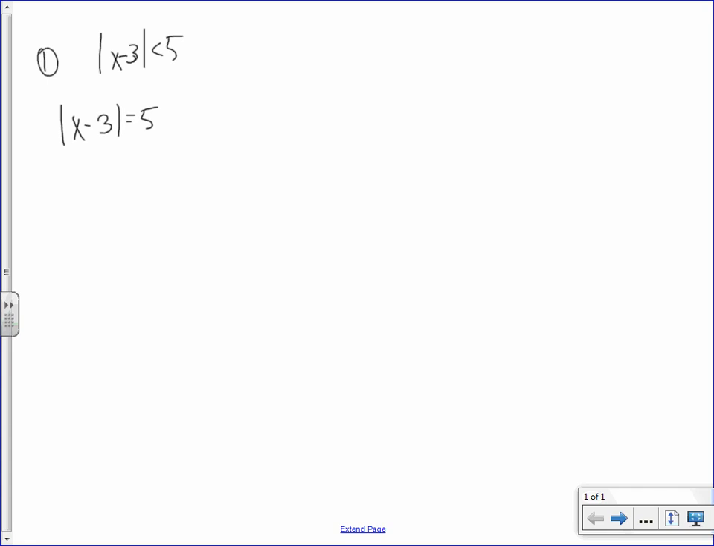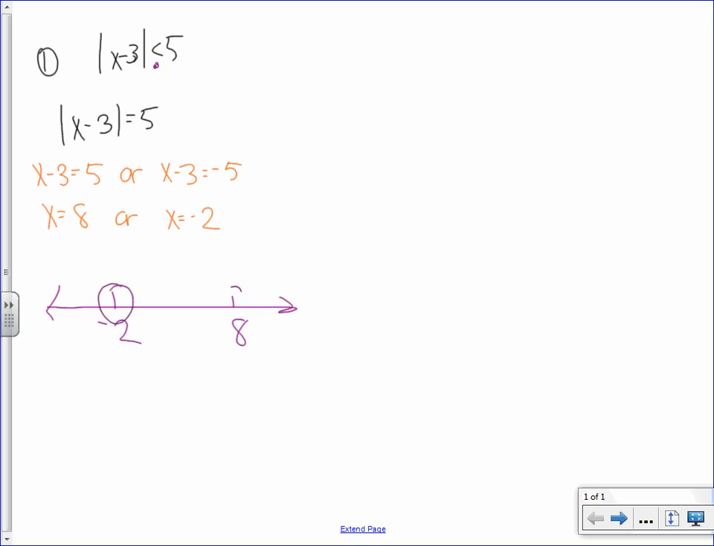And we've been working with absolute value equations for about a week now. We break it into the two cases. So x minus 3 equals 5, or x minus 3 equals negative 5. Solve for x, you get that x is equal to 8, or x is equal to negative 2. So those are what I'm going to put on my number line. Negative 2 and an 8. And if I look at my inequality up here, there's no equal bar, so these are going to be open circles.